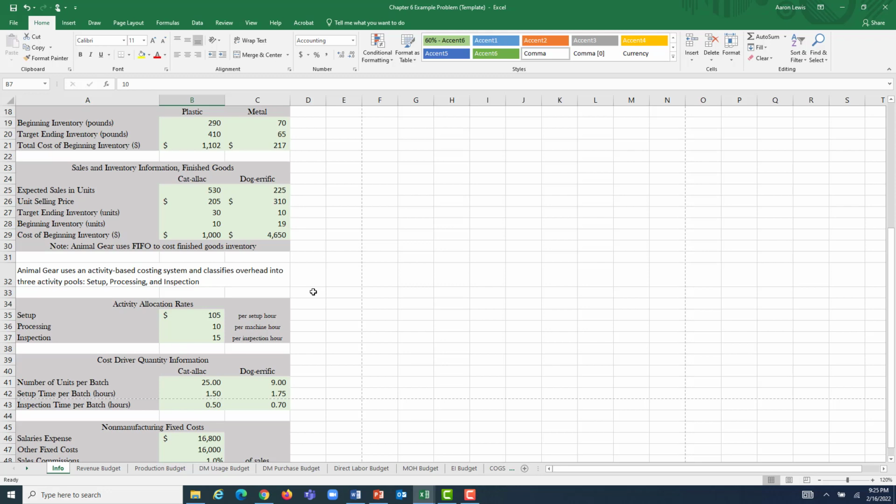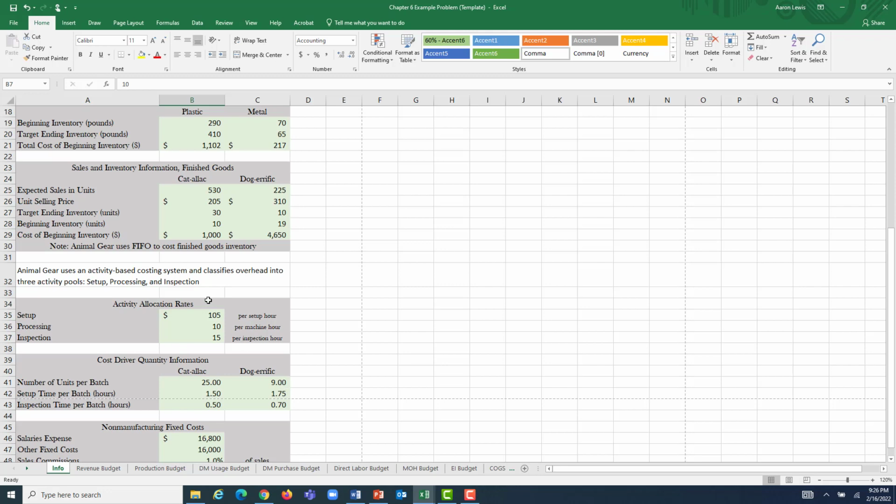hour. We've also figured out for the Cadillac that it takes 1.5 hours to set up for each batch that we produce. And each batch of these is going to produce 25 Cadillacs. So we can make 25 Cadillacs with the machines before we have to shut them down for an hour and a half and reconfigure and set up again. For the Doggerifics, it takes 1.75 hours, or 1 hour and 45 minutes, if you will, to set up for a Doggerific. And then as we run those through, we can machine, if you will, 9 Doggerifics before we have to shut down for another almost 2 hours and set up again.